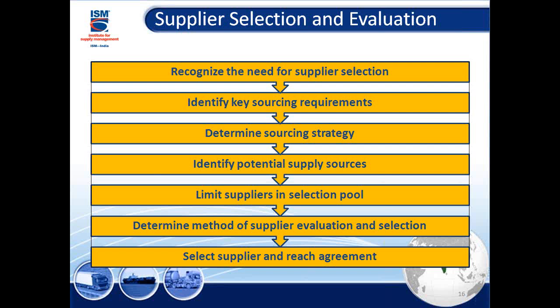This is more from the private sector, I would call it. In the private sector, we always say rationalize the supplier list. More the merrier is not the correct thing. If I have 100 suppliers, on the other side I have 10 suppliers, which is the best one? So there is a rationalization of suppliers also. Determine the method of supplier evaluation and selection. Select the supplier and reach an agreement. So this is all about empanelment, but in a graphical way.